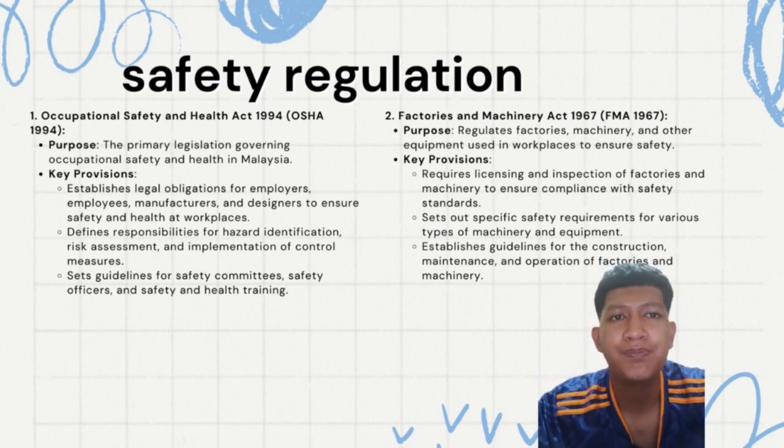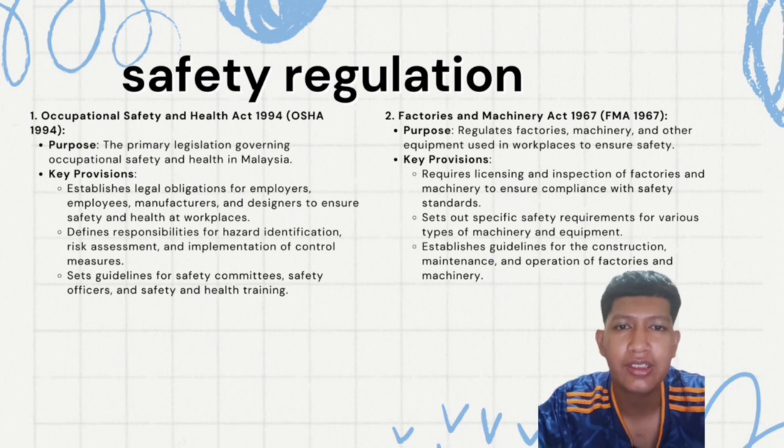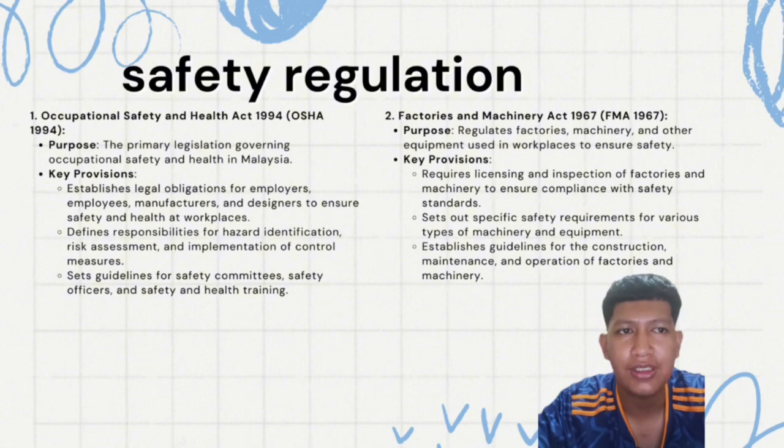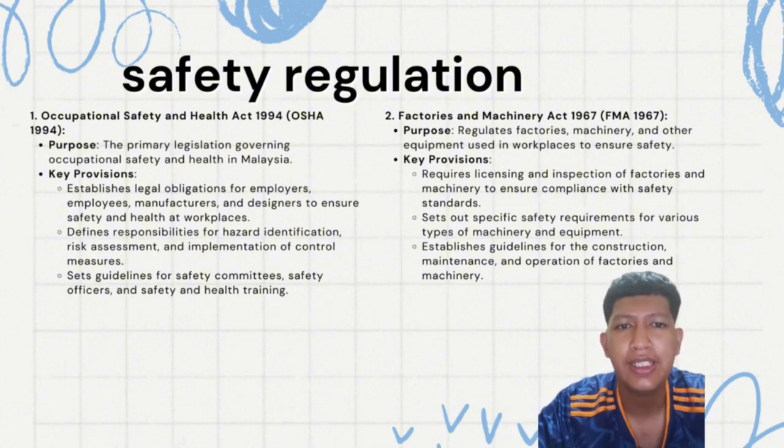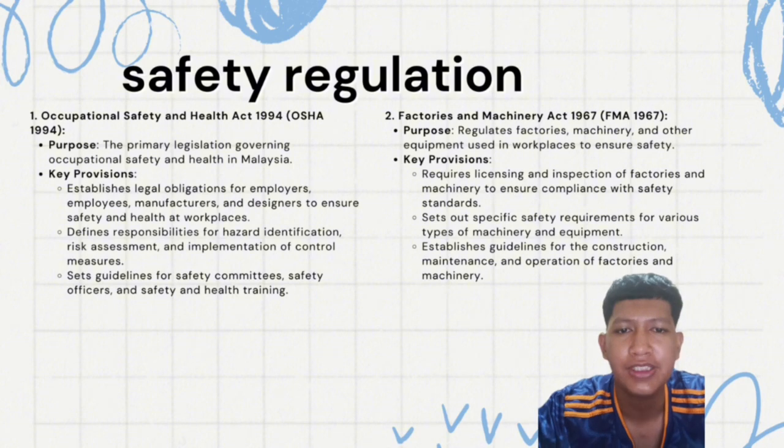Second, Factory and Machinery Act 1967. Purpose: regulate factories, machinery, and other equipment used in the workplace to ensure safety. Key provisions: it requires licensing and inspection of factories and machinery to ensure compliance with safety standards. Set out specific safety requirements for various types of machinery and equipment. Establish guidelines for the construction, maintenance, and operation of factories and machinery.